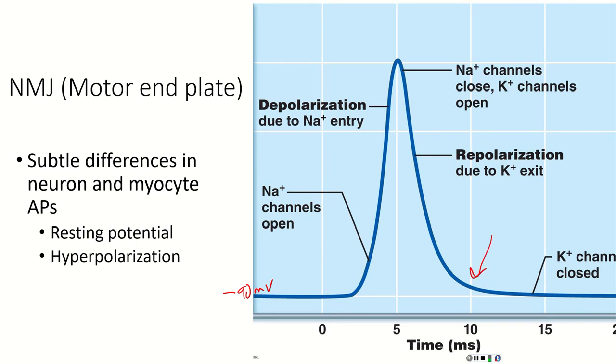But there's another difference that's a little harder to see, and that's over here. Over here in a neuron, we would get hyperpolarization. It would go down and back up. That doesn't happen in a myocyte. Muscle cells do not hyperpolarize. Neurons do.